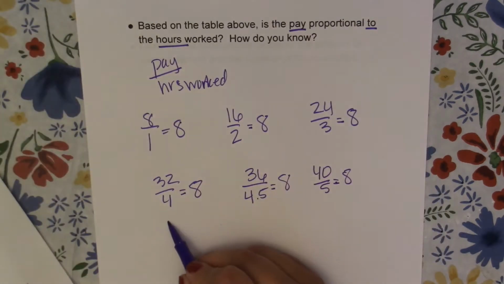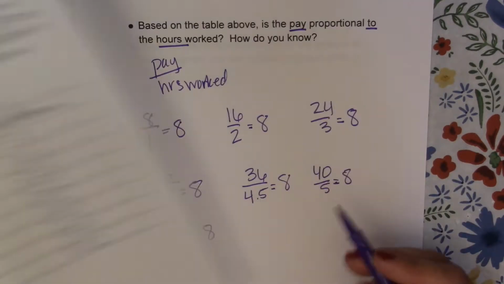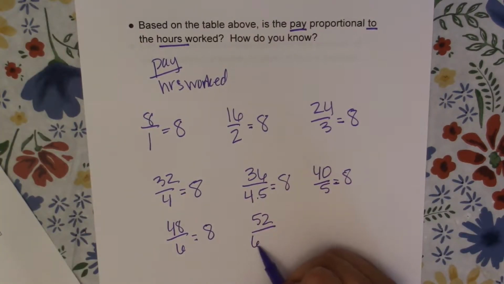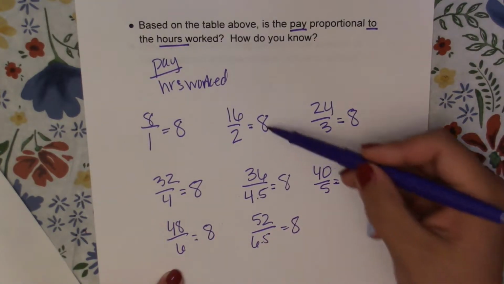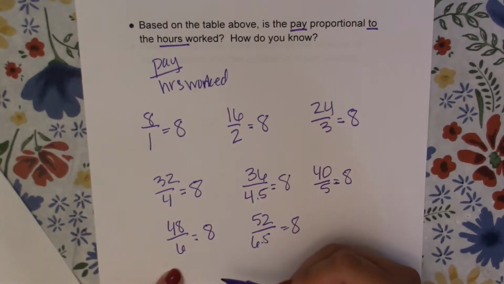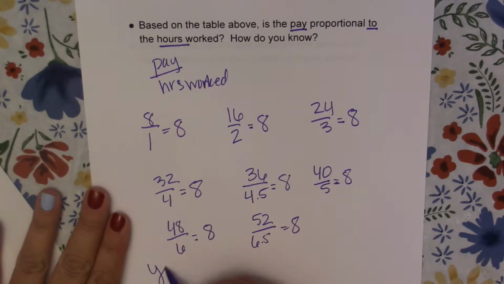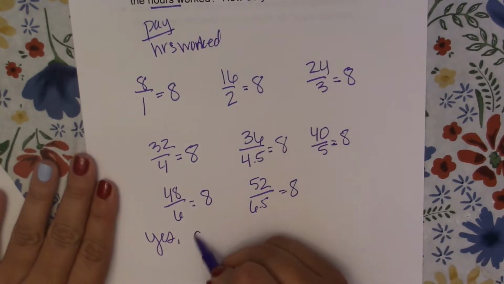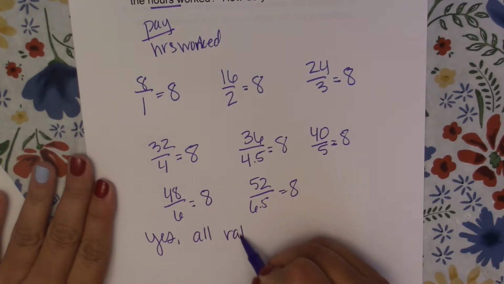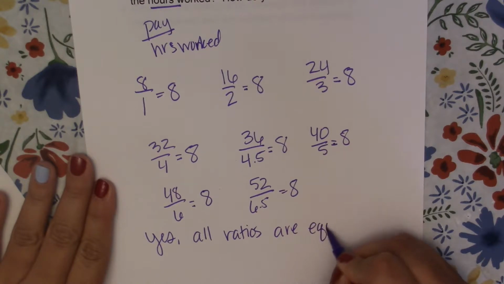48 to 6, which simplifies down to 8. And then 52 to 6.5, which simplifies down to 8. So because all of these simplify down to the same ratio, we know that yes, our table is proportional. Yes, all ratios are equivalent.